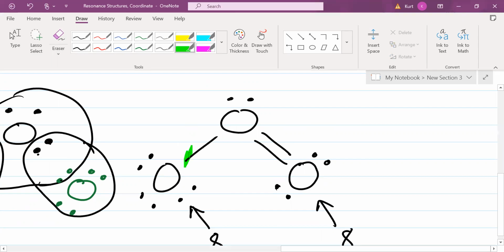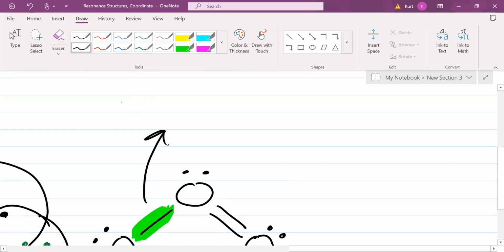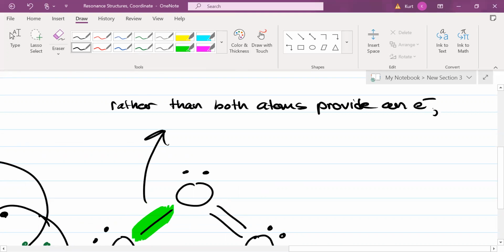Okay. So this bond here that I have highlighted in green, this is the coordinate covalent bond. In a coordinate covalent bond, rather than both atoms providing an electron, one atom provides both. I accidentally just drew an extra pair of unshared electrons. That was my bad. Yes, Arshawn.